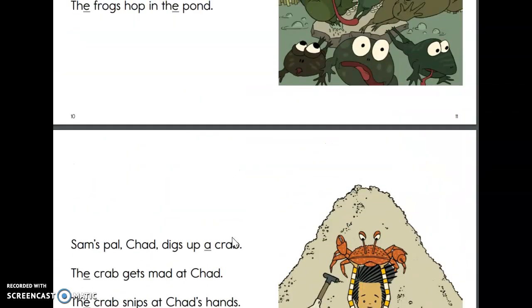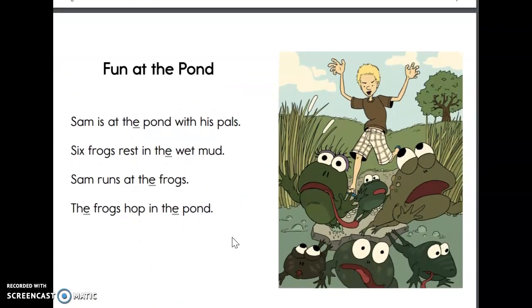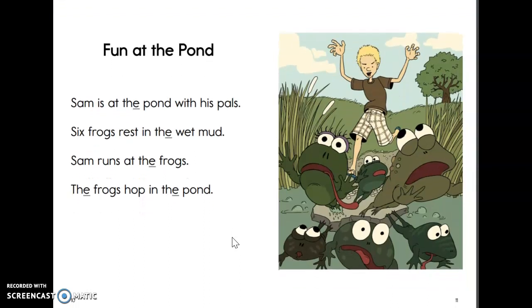I've got a few questions to ask you about what happens in this story. My first question I want to ask you is, who is at the pond with Sam? And remember, don't just give me the answer. I want a full sentence. So who is at the pond with Sam? If you answered Sam is at the pond with his pals, that would be correct. Or you could also say Sam is at the pond with Chad and Jen.